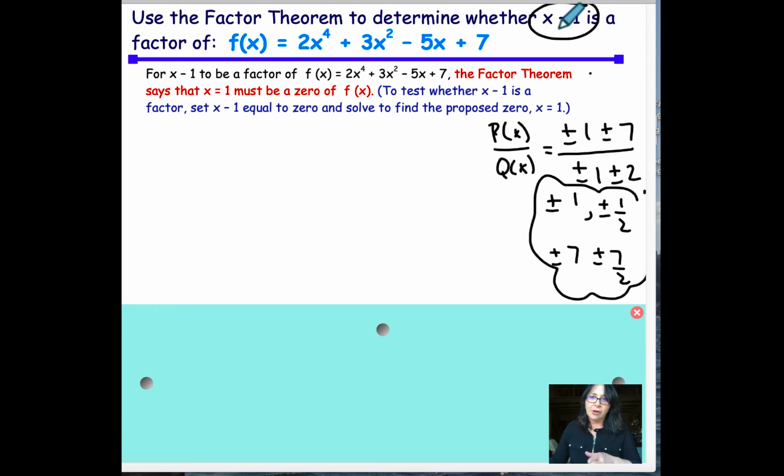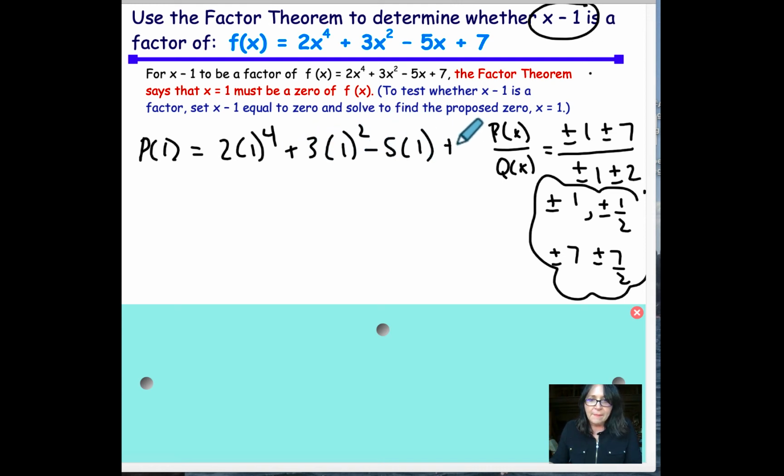Use the factor theorem to see if this is a factor. Well, in using the factor theorem, all I have to do is plug in f of 1. So I'm going to plug in 1, and I get 2 times 1 to the 4th plus 3 times 1 squared minus 5 times 1, add 7.